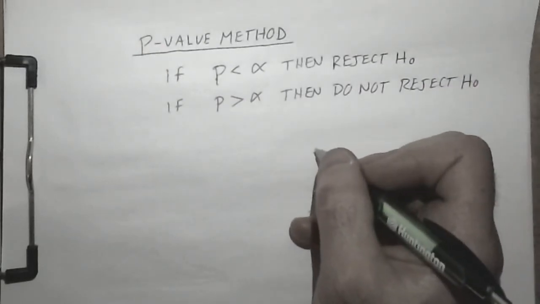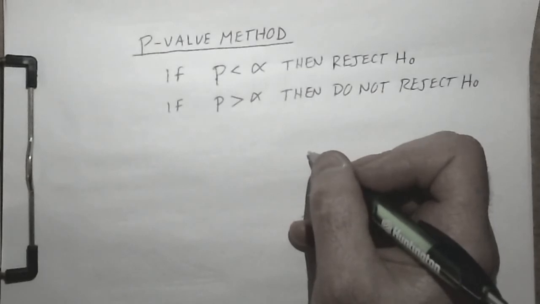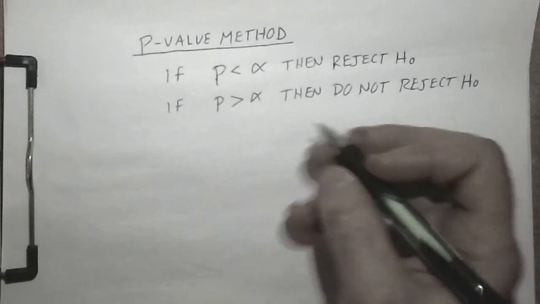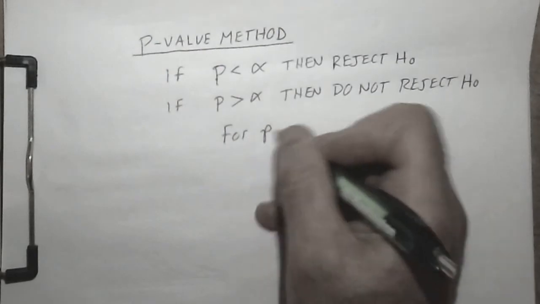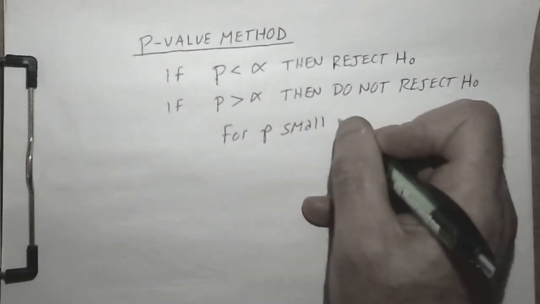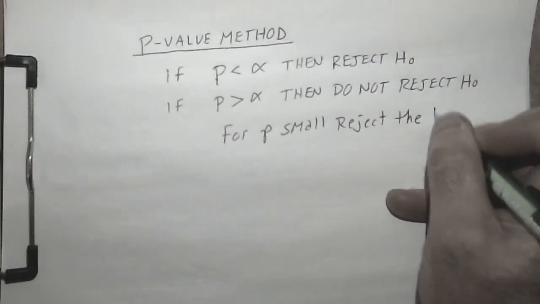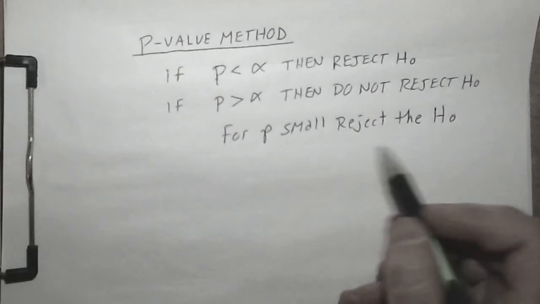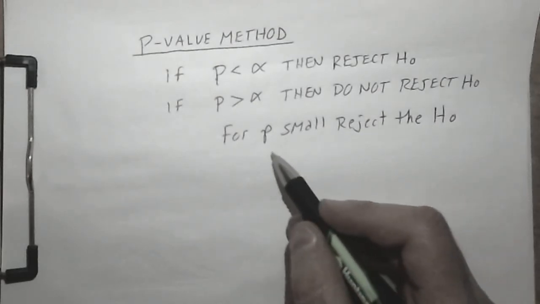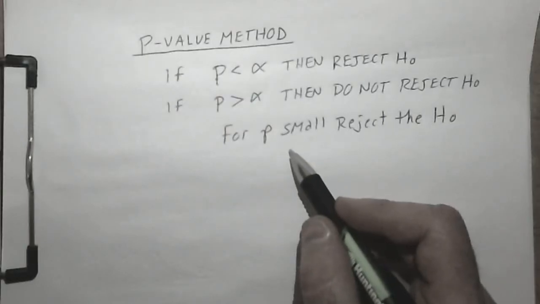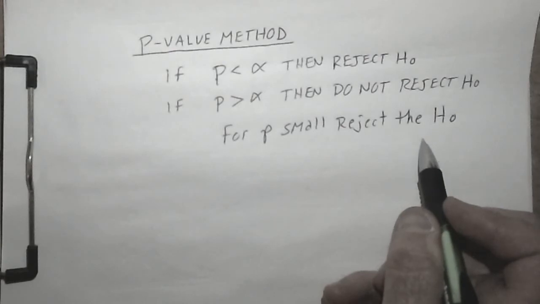I have a way that is even easier to remember this, ladies and gentlemen. I've come up with this little rhyming saying here. For p small, reject the null. So for p small, reject the null hypothesis. Okay, for p small, reject the null. So the smaller your p-value is, the stronger evidence there is to suggest that we're going to reject the null hypothesis, and we're therefore going to go with the alternative statement as being the truthful statement.